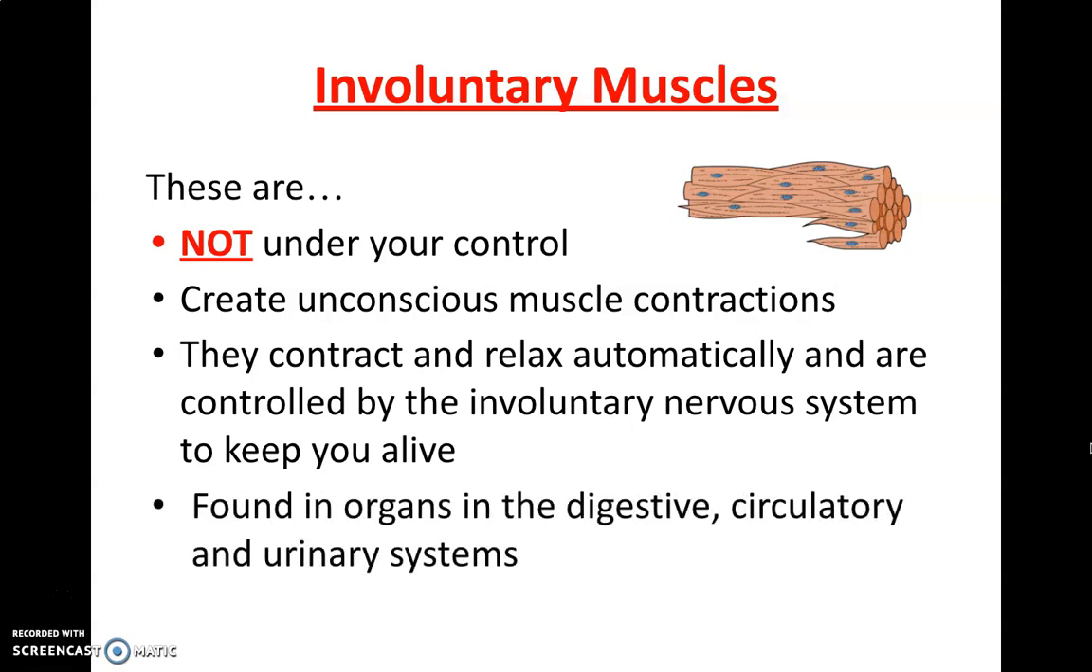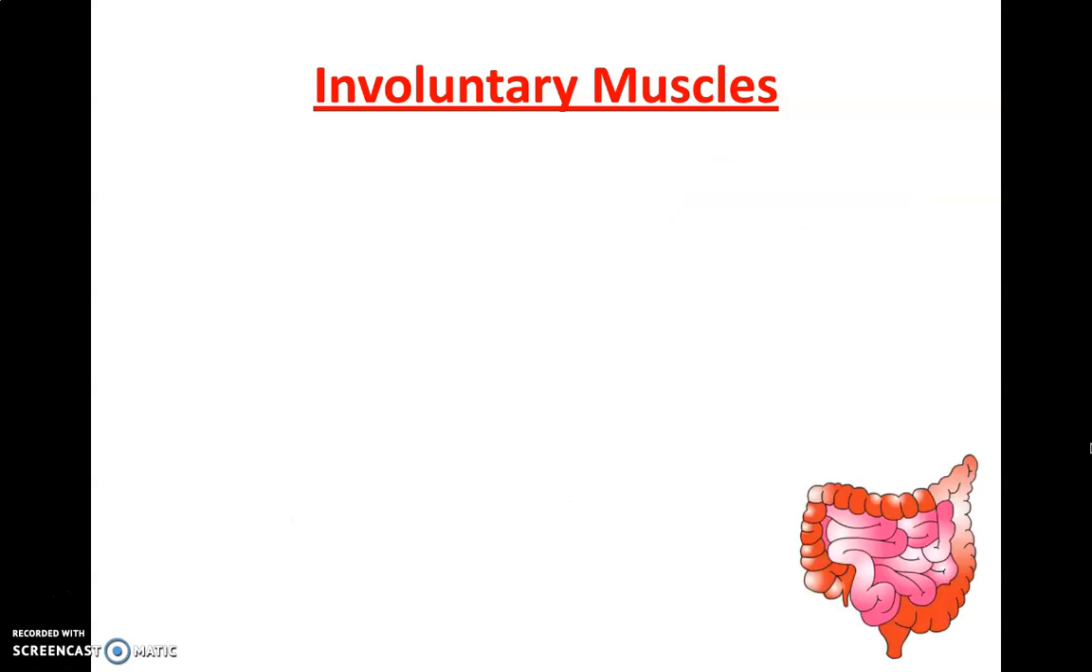They're found in things like your digestive system, in the organs, circulatory and urinary systems. And basically, it saves you a job having to think about them. And we obviously need the digestive system working all the time to digest your food. If you had to think about it all the time, you'd never have time to do anything else in the day. So these work unconsciously. They're always working and you don't think about it, they just do it, kind of thing.